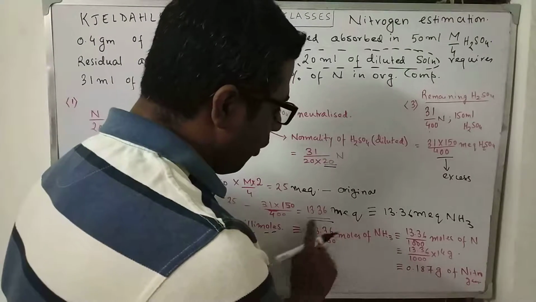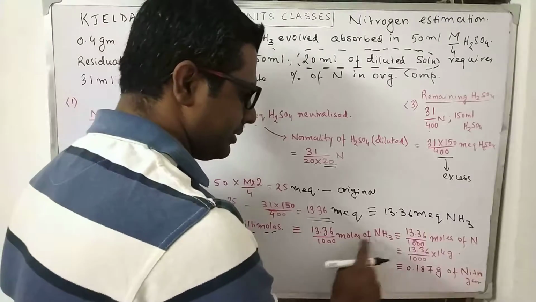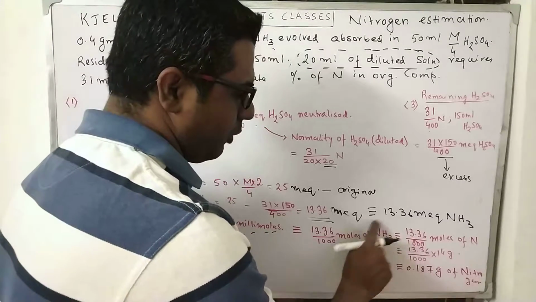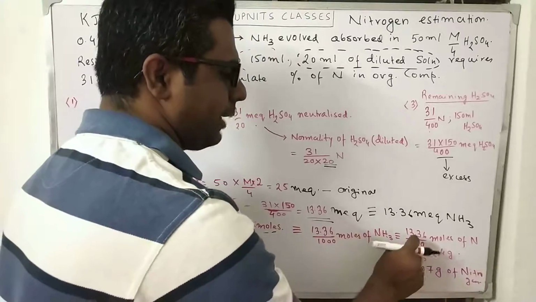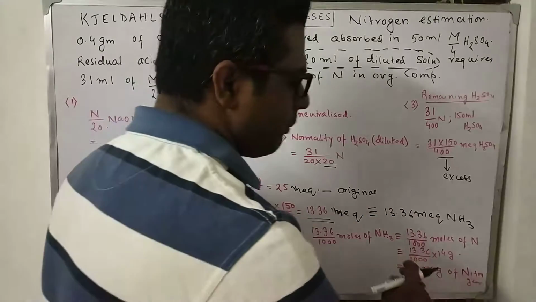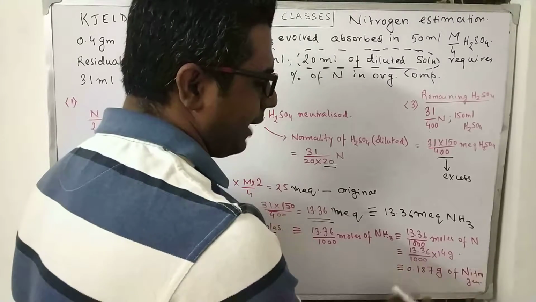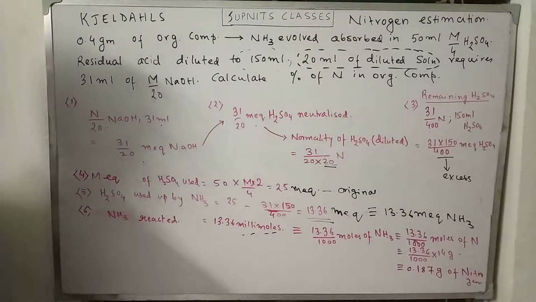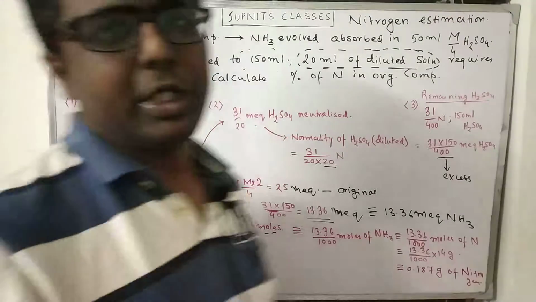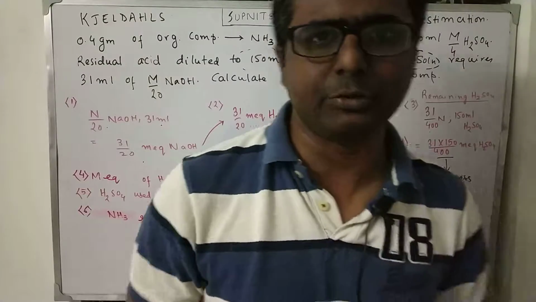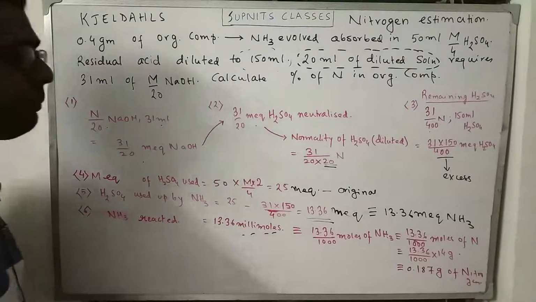Now this amount of moles of NH3 will contain the same moles of N, right? Same moles of N, because 1 mole of NH3 has 1 mole of N. So this many moles of NH3 will have this many moles of N. Now from moles to weight, how will you go? Multiply with the atomic weight of nitrogen, 14 gram, you will get 0.187 gram of nitrogen. And if you divide this 0.187 by this 0.4 gram, you will get around 46-47%, which will match your answer given in the book. So this is how we did this problem. I hope that it is clear.